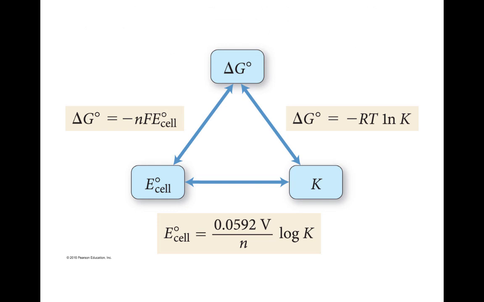And here's just a summary of how E cell, delta G, and K are all linked together. They all have an equation. They're all derived from each other.